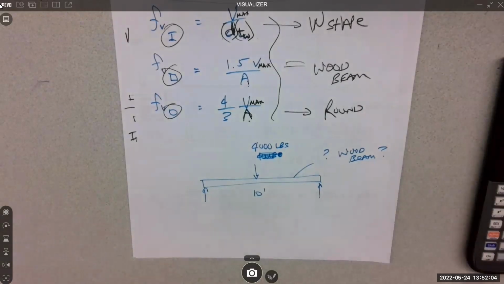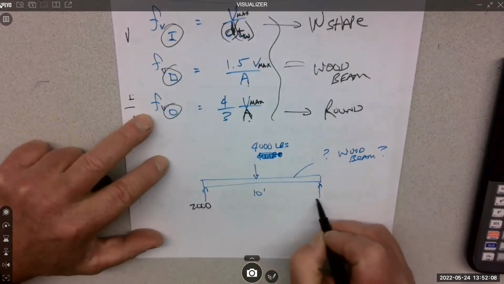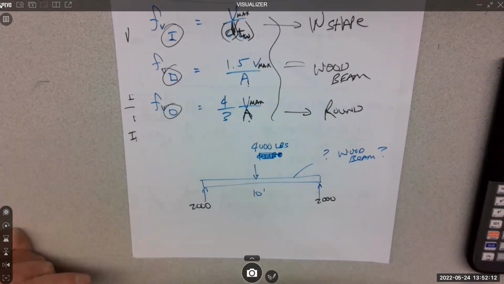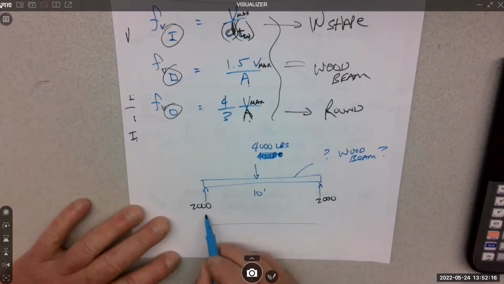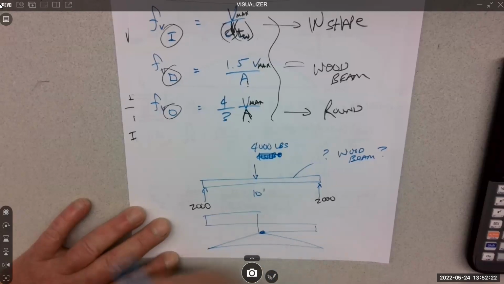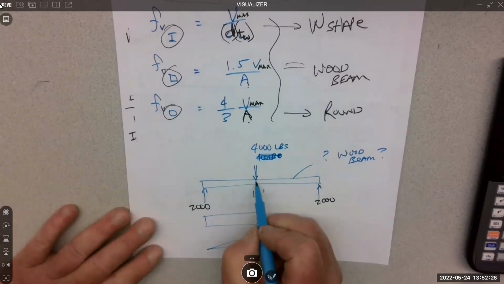So how much load do we have at each reaction? We have 2,000 here, 2,000 here. Where's the maximum moment? Shear goes up, over, down, like that. And then the moment goes up and over, it's right there. So it's right here is where the moment is. And how big is it?